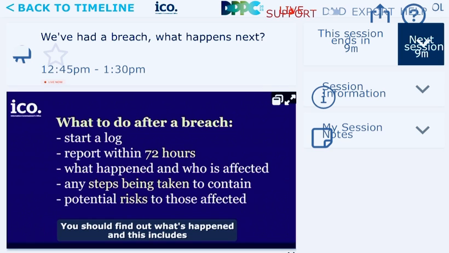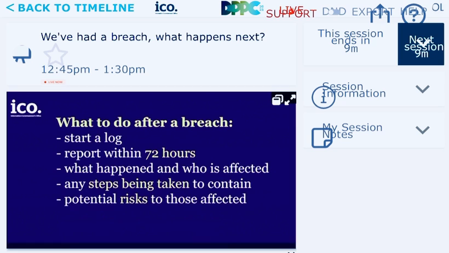You should find out what's happened, and this includes why it occurred, the data affected, and who's affected. You should also know any steps you are taking in response to the breach, for example, what you are doing to contain it, and this should all be recorded within your log.